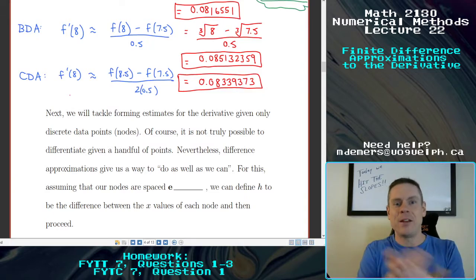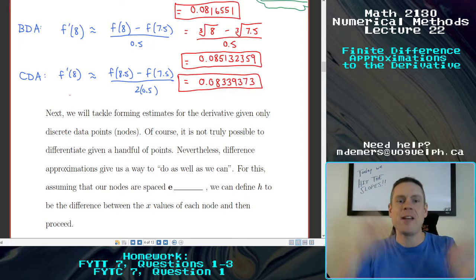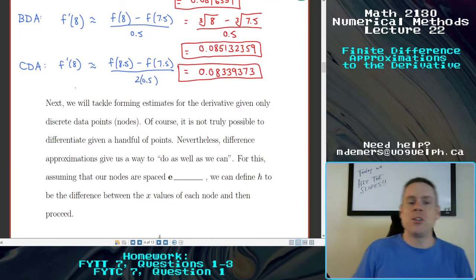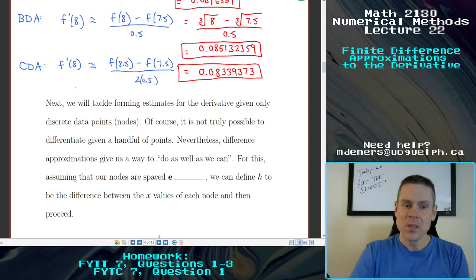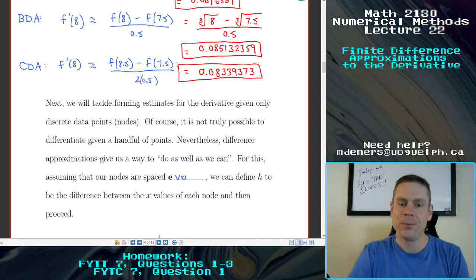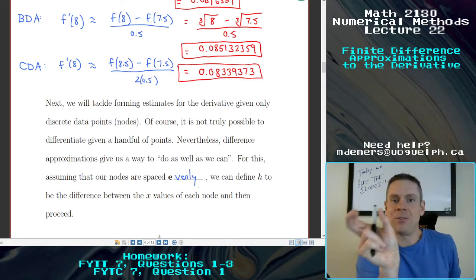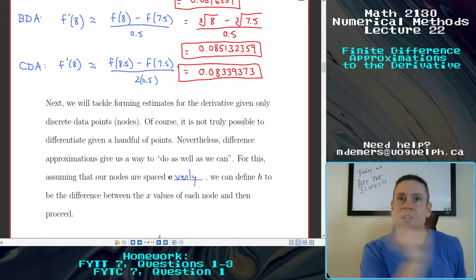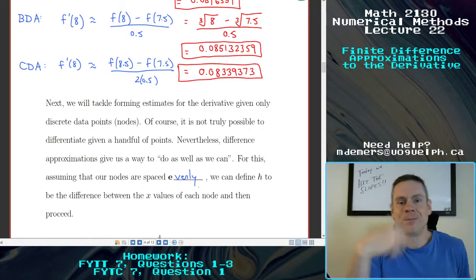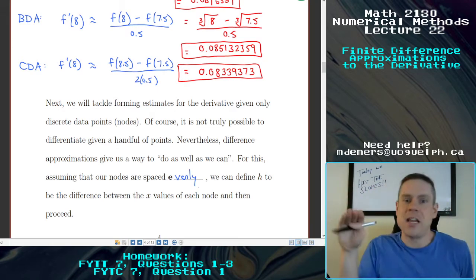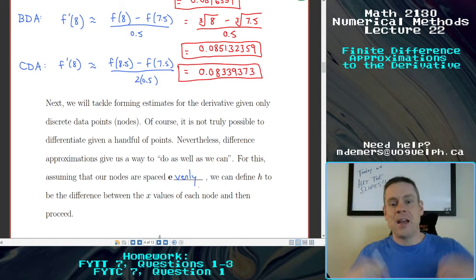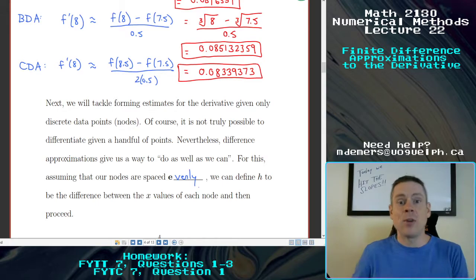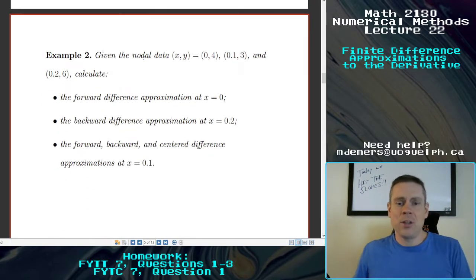Well, you have to find a way to estimate that, given just a few heights that you've plotted. So difference approximations give us a way to do as well as we can, given that discrete data. For this, I'll assume for a second that your nodes are evenly spaced, but you don't have to. You just have different h values, right? If the difference in x's between each node is different, you can just use a different h for each one. But here we'll just define in general a constant h, so they're evenly spaced nodes, and that h is the difference between any two consecutive x values. So here's what I'm talking about.